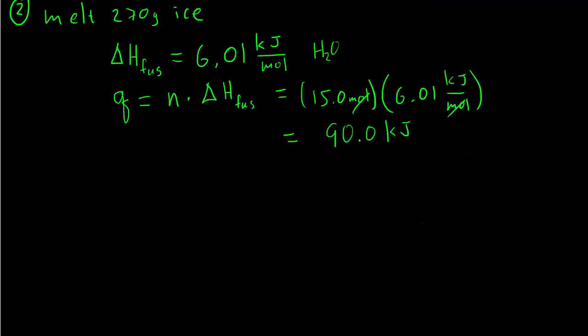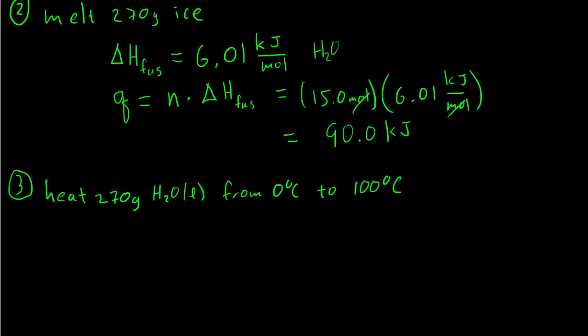Now moving on to region 3. So region 3, what's going on in region 3? Region 3, we're going to heat 270 grams of liquid water from 0 degrees Celsius to 100 degrees Celsius, because we have to get it from the freezing point of water to the boiling point of water. So again, we need to relate heat, Q, to a temperature change. So we know what formula we're going to use to do that.